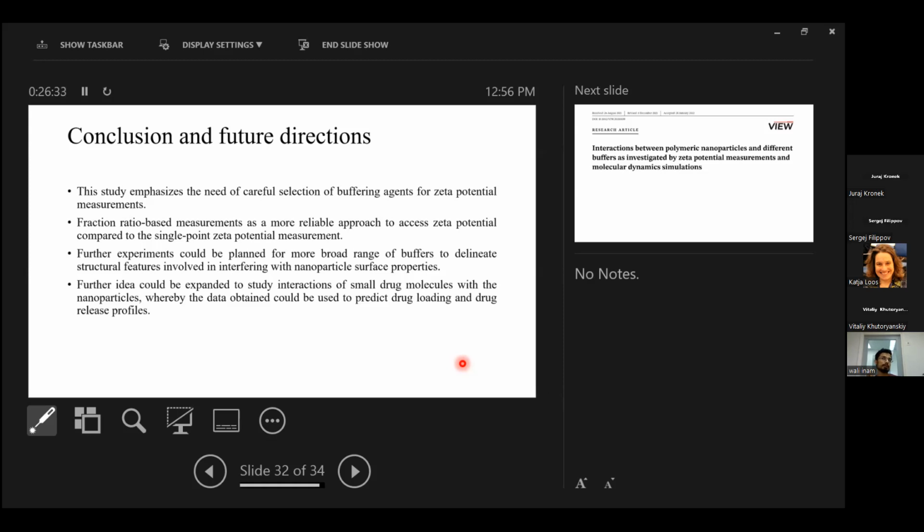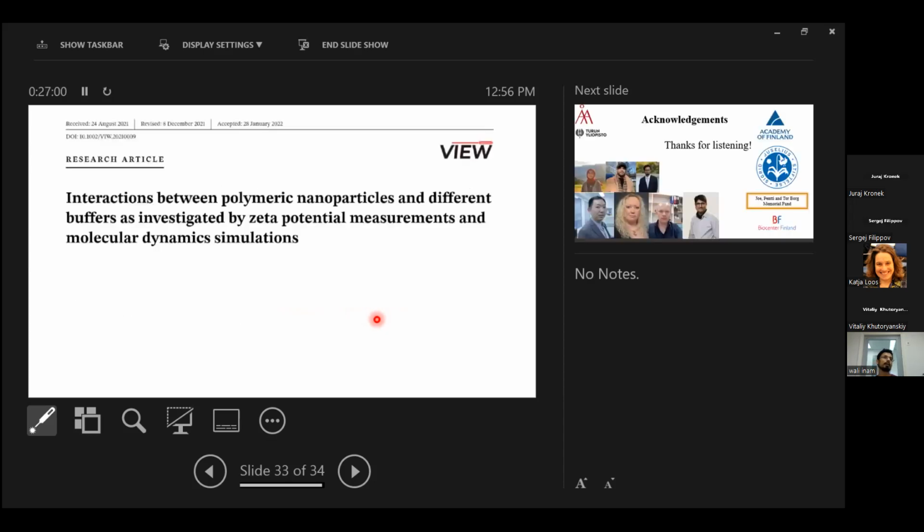Further, this idea can be used to study a broader range of buffer molecules, to see what other structures in the buffers can influence the electrokinetic properties of nanoparticles. Such studies can also be made with small drug molecules, and the data can be used to predict drug loading and drug release profile.